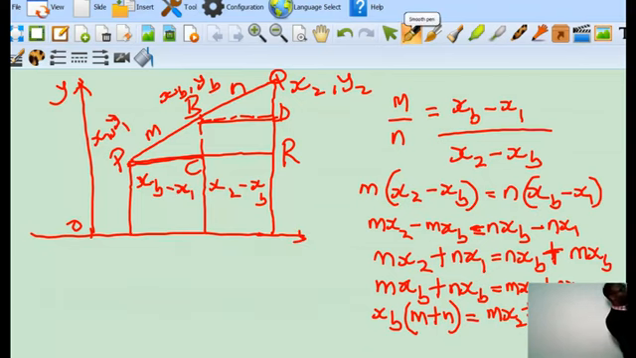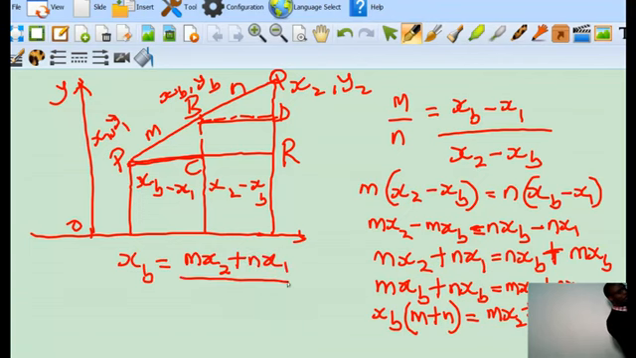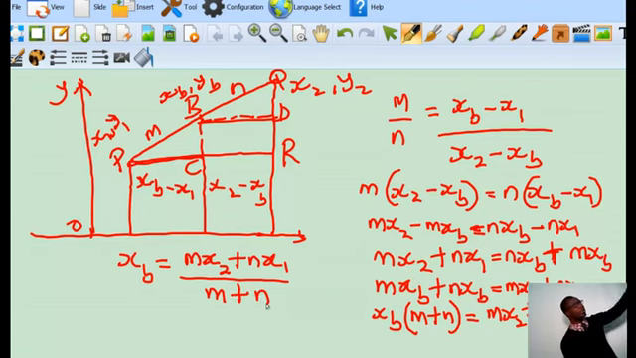Now xb equals mx2 plus mx1 all over m plus n. Now this is the formula for calculating the midpoint of 2 points in the coordinates.